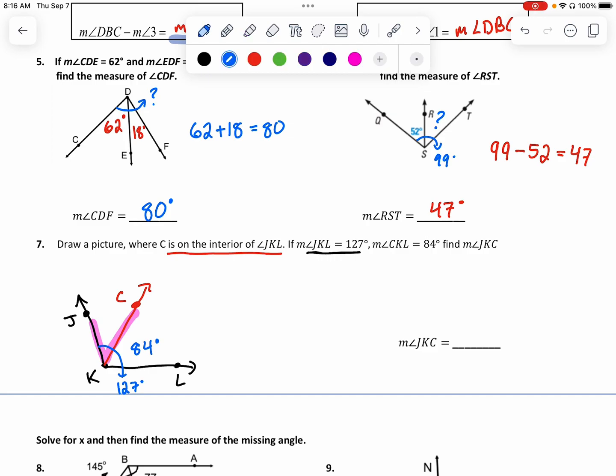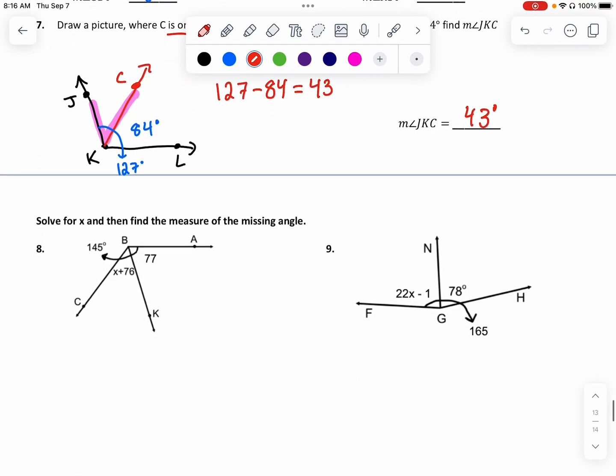So hopefully you can see that we should take the whole angle, so the 127, subtract the part, and that'll give us the missing part, so 43. So our missing angle is 43 degrees. All right, flip the page.